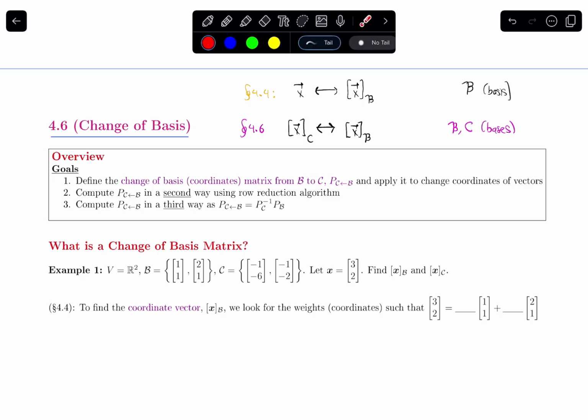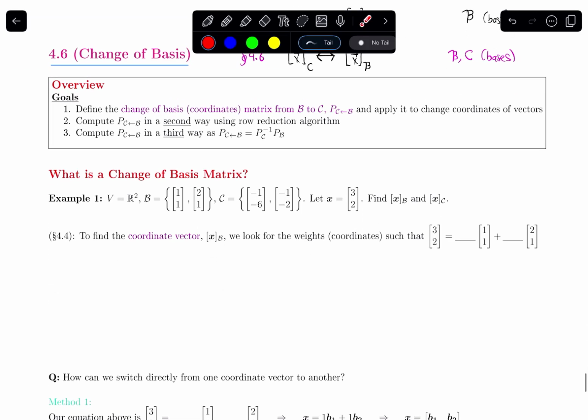So we're going to express this. We're going to find some matrix that will do this for us, called the change of basis matrix. We'll talk about how we can find that, and we'll show how we can apply it to actually switch between coordinate vectors. And then we'll talk about a couple of other ways we can find this change of basis matrix. Okay, so in this video, I want to talk about what the change of basis matrix is, and I want to motivate this with an example.